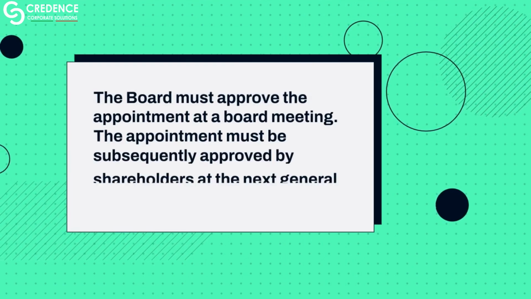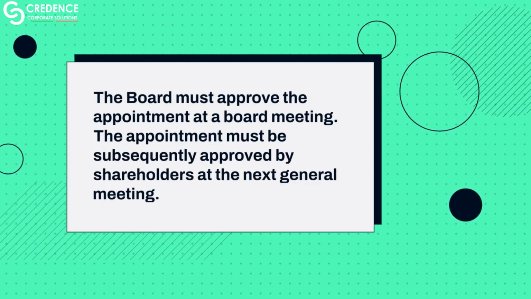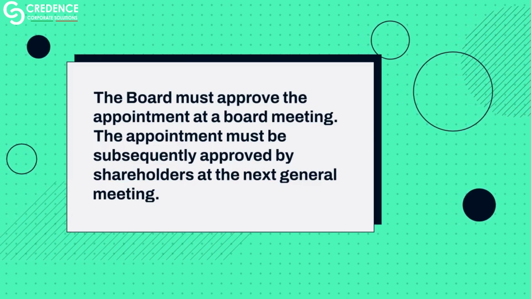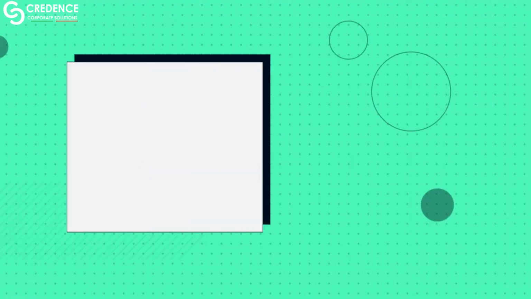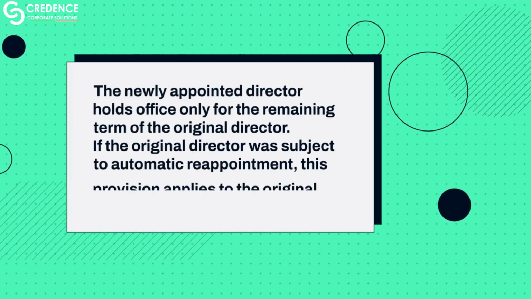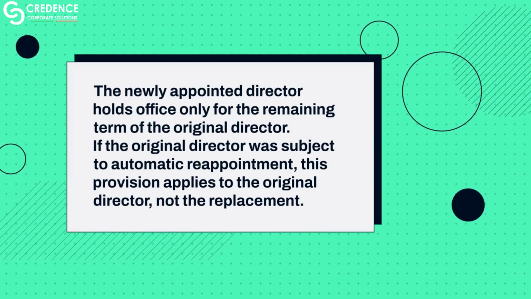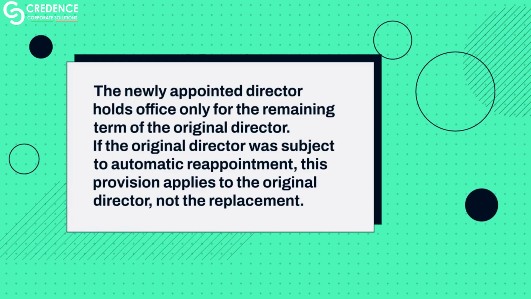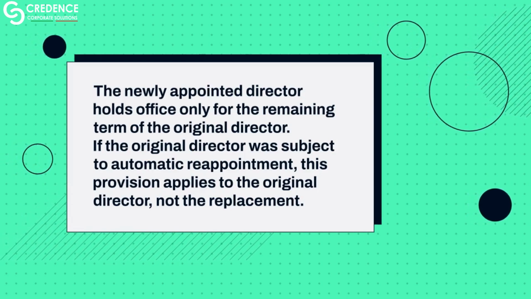C. Approval requirement for casual vacancy appointments. The board must approve the appointment at a board meeting. The appointment must be subsequently approved by shareholders at the next general meeting. D. Tenure of a director appointed in a casual vacancy. The newly appointed director holds office only for the remaining term of the original director. If the original director was subject to automatic reappointment, this provision applies to the original director, not the replacement.